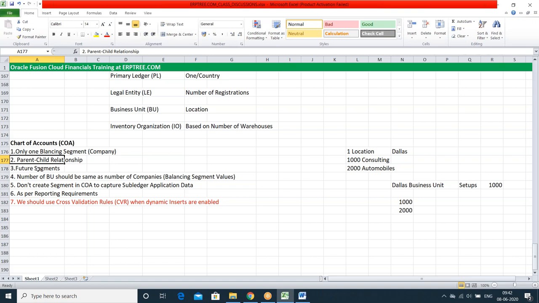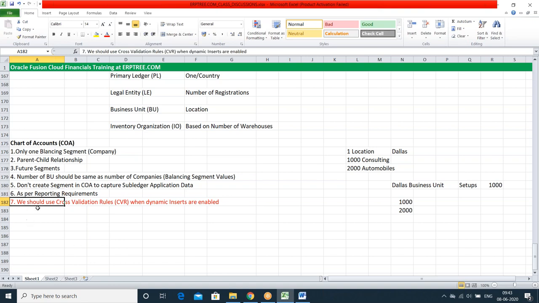How that can be done, we'll see in the system. And suggest to the client to go with one or two future segments. And for however many business units you have, with the same number, you have to create the companies. That is the best practice. Don't create segments in the chart of accounts to capture specific application data. That means application-specific elements should not be taken as a segment into the chart of accounts. The chart of accounts we are designing should support their reporting requirements.